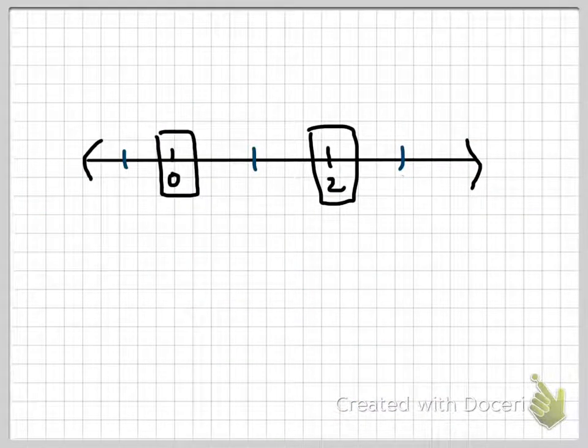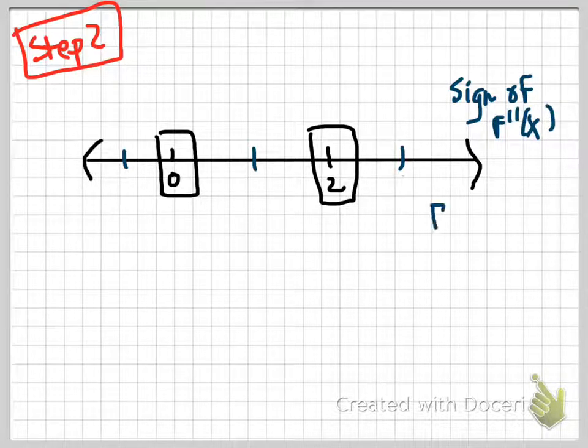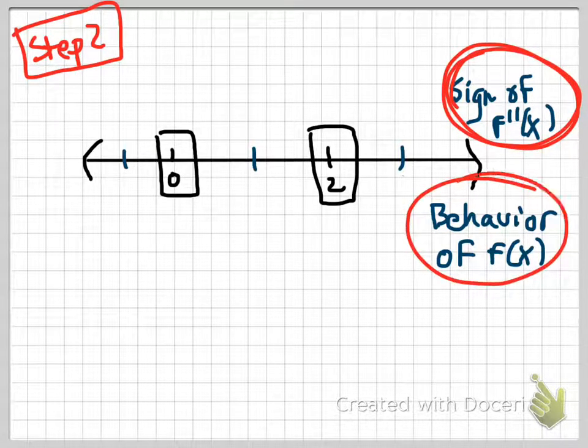Now that we got this figured out, step 2 is we make a sign chart, just like we do with max and mins. So step 2, let's sign chart this thing. Now, the sign chart's going to be interesting because instead of doing max and mins, we're working with the second derivative. So on the top of the sign chart, instead of finding the sign of f prime, we're going to find the sign of f double prime of x. And we're still using it to discover the behavior of the original function. So I'm still going to write on the bottom of my chart behavior of f of x. That's still what we're trying to find. So we're going to find the sign of f double prime to get the behavior of f of x.